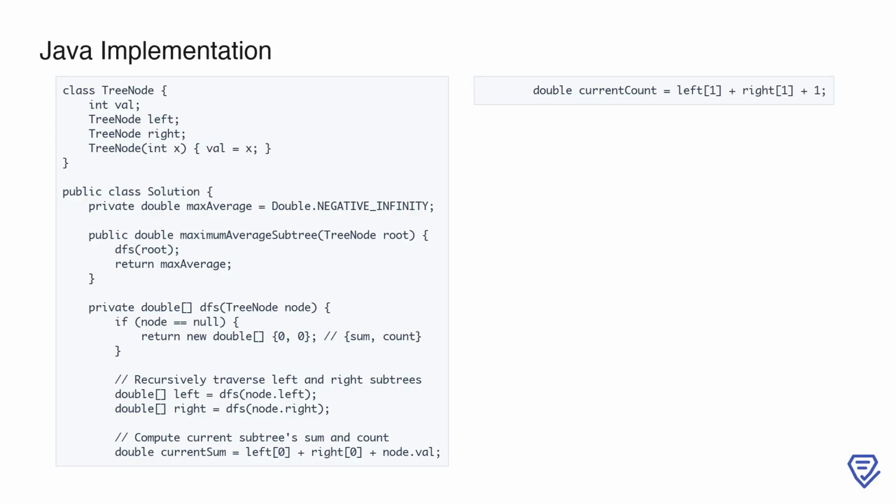Otherwise, the method continues by recursively traversing the left and right subtrees and storing the results in the left and right arrays. Using these results, we calculate the sum and count for the current subtree, adding the current node's value to the sums and incrementing the count appropriately.